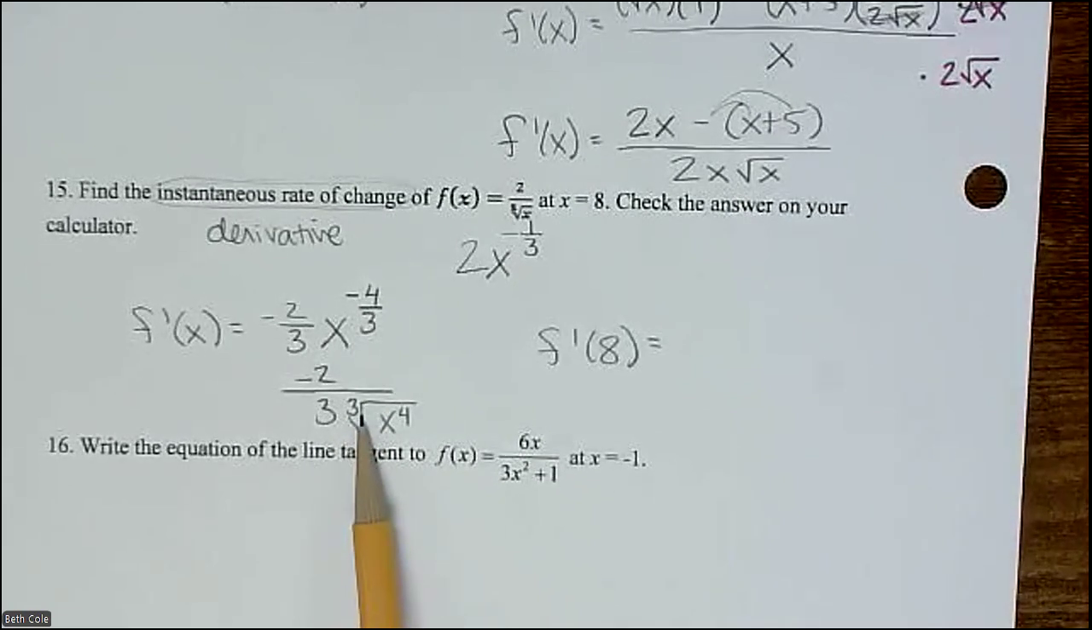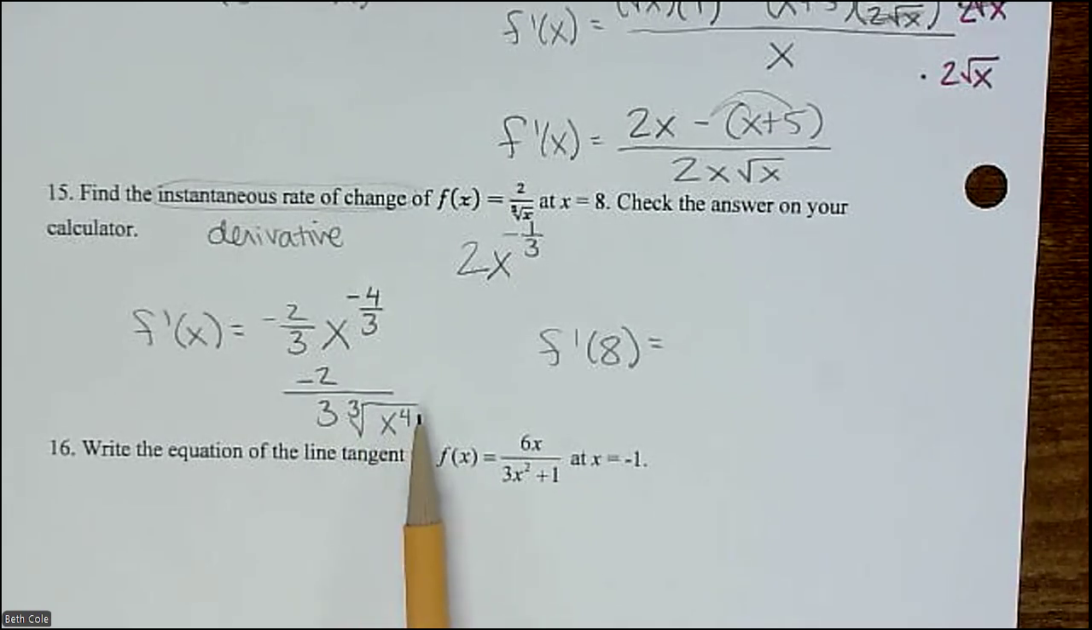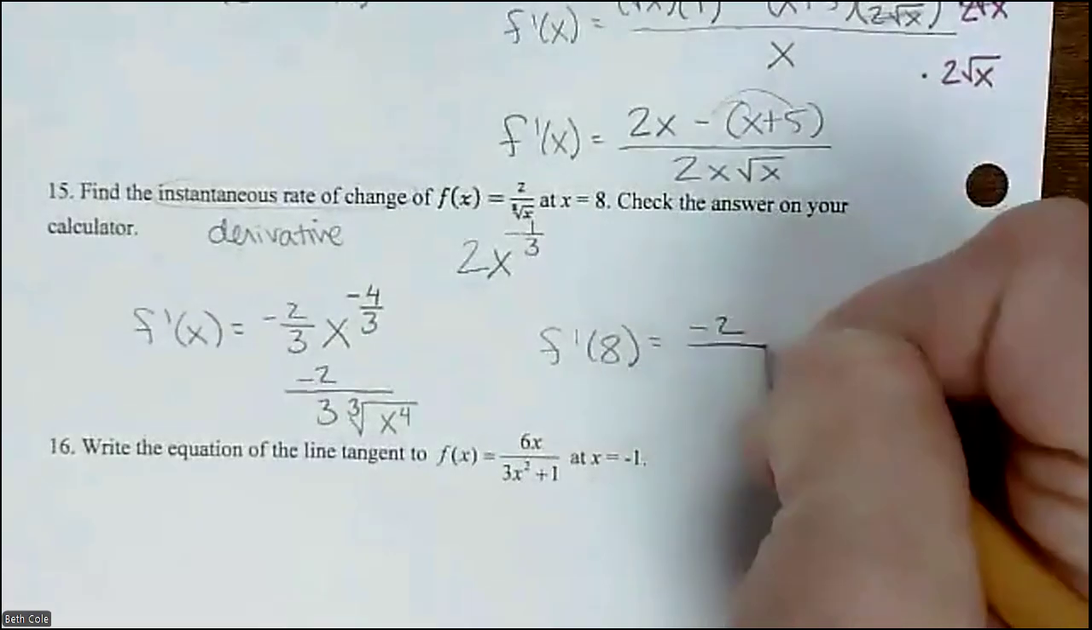Cube root of 8 is 2. 2 to the 4th. Now that's a whole lot easier. 2 times 2 times 2 times 16. So we have -2, 3.